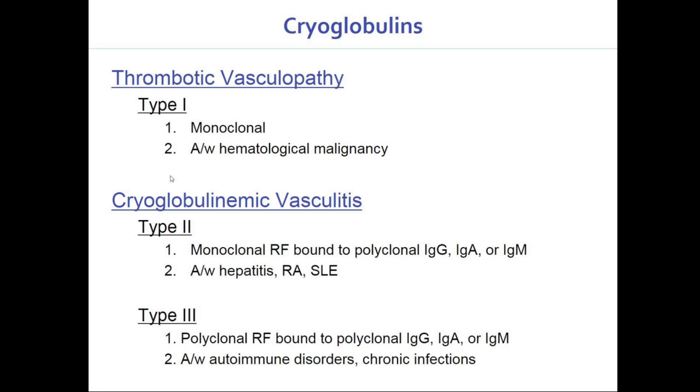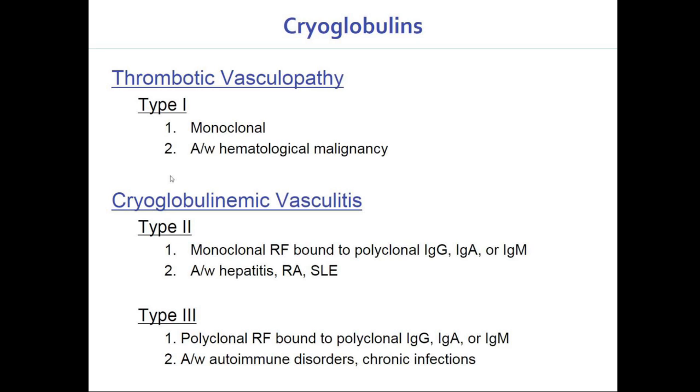Remember that cryoglobulinemia is actually composed of 3 types, and only type 1 cryoglobulinemia is thrombotic in nature. This is the one that's associated with hematological malignancies. It's called monoclonal cryoglobulinemia. And the reason, in large part, is because these are predominantly from IgM, and IgM is a pentameric protein. So it's truly like an entanglement of these large proteins in the blood.